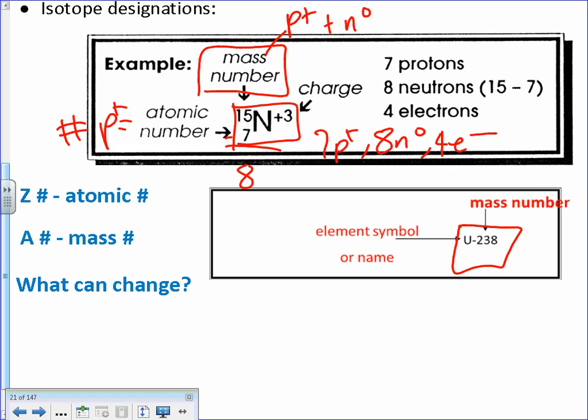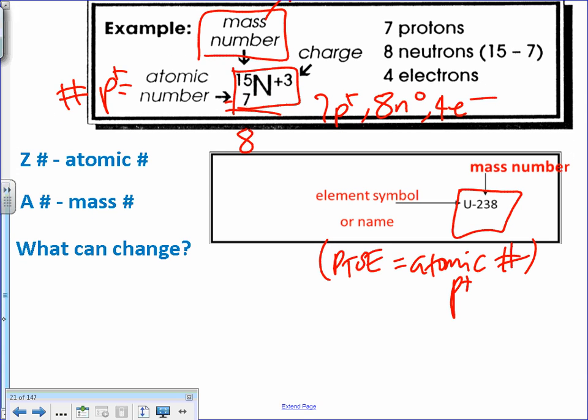I can look at the PTOE, right. I can look straight at the PTOE for the atomic number, and that's going to give me the number of protons. So how many protons does uranium have? It's close to the bottom of your periodic table. 92, good. So 92 is its proton count.